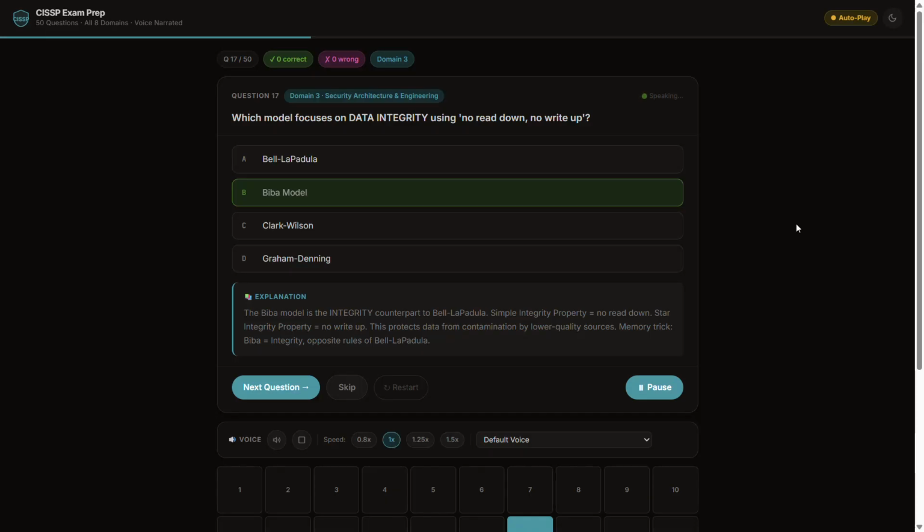Correct answer: B. The Biba model is the integrity counterpart to Bell-LaPadula. Simple integrity property equals no read down. Star integrity property equals no write up. This protects data from contamination by lower quality sources. Memory trick: Biba equals integrity, opposite rules of Bell-LaPadula.